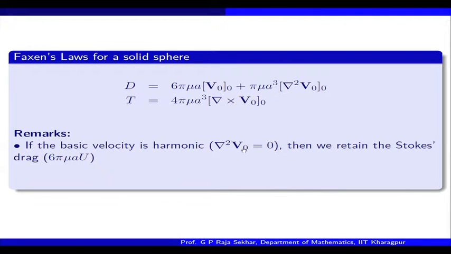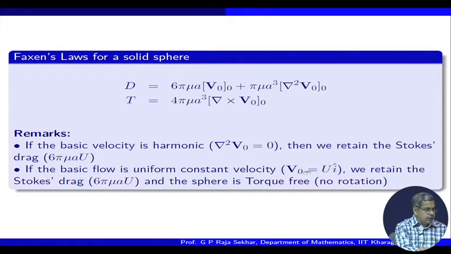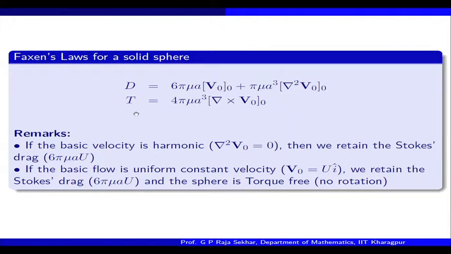How? Suppose the basic flow V 0 is known, simply calculate these quantities: V 0 evaluated at origin, and then the Laplacian of V 0 evaluated at origin, curl of V 0 at origin, then you get drag and torque. Did you get it? Now some remarks: if the basic velocity is harmonic, then this term is 0. So, what we get is simply the Stokes drag, d reduced to this, which is the Stokes drag. Suppose the basic flow is uniform constant velocity, then we retain Stokes drag, but if it is constant, the Laplacian will be 0, curl will be 0, therefore there will not be any rotations. So, torque is 0. So, these are some remarks.